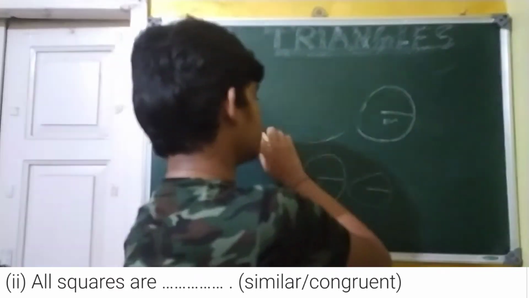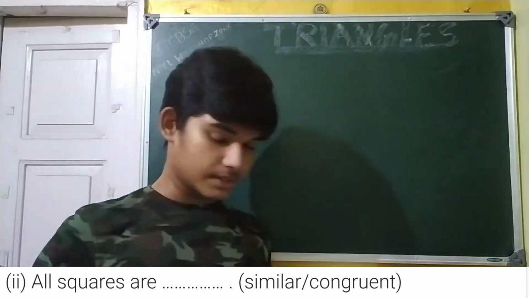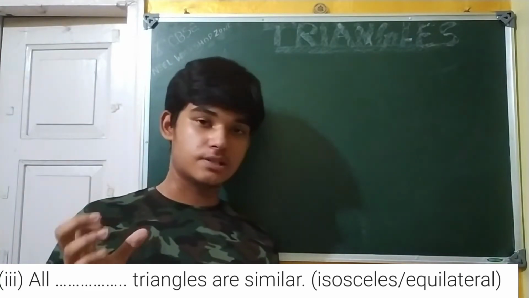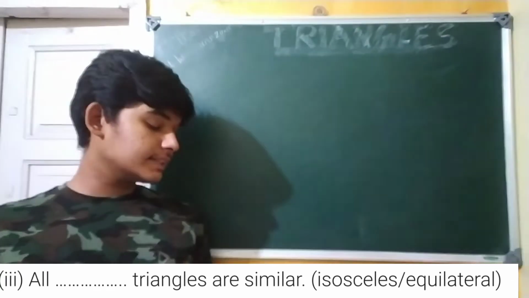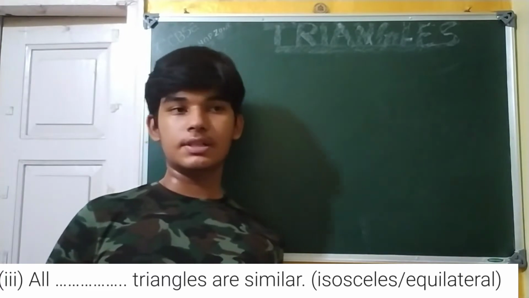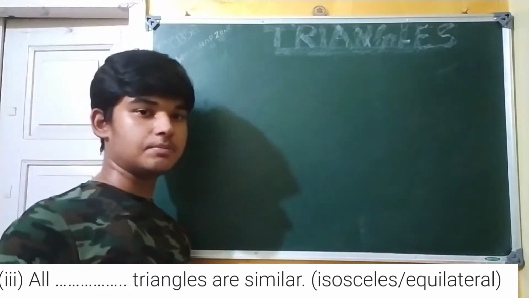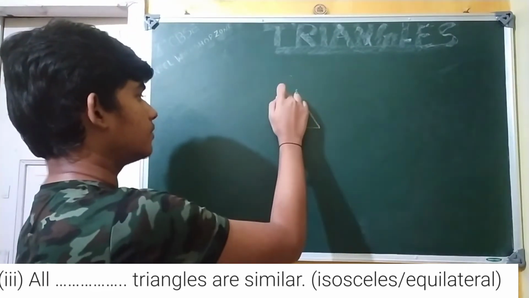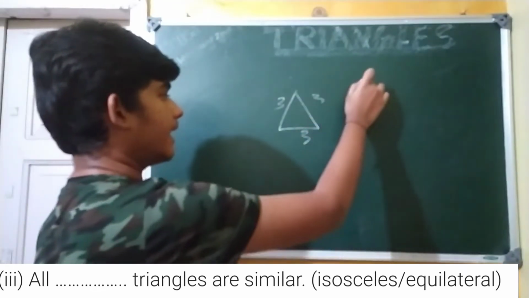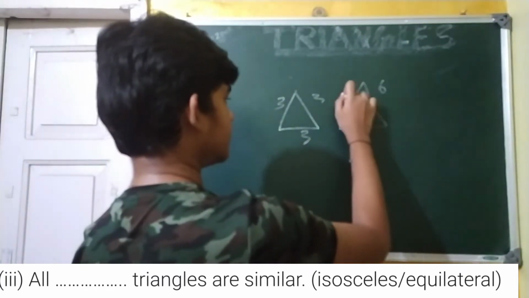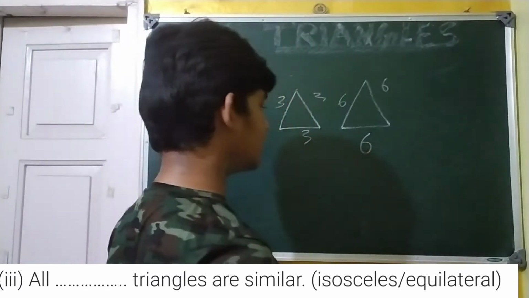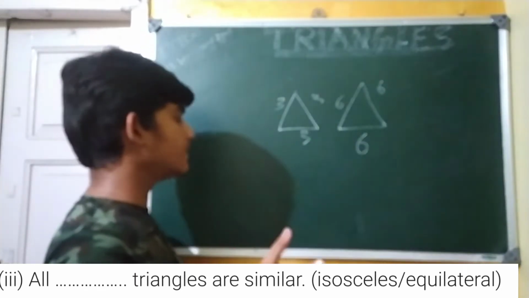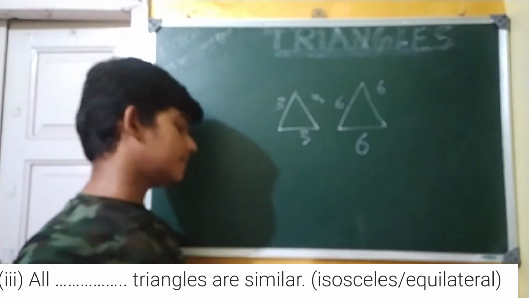Now let's solve the third blank or third sum. The third one is, all dash triangles are similar: isosceles or equilateral. Now the answer here is equilateral because all equilateral triangles have the same sides. So for example, if you say this is 3, 3, 3 and this over here is 6, 6, 6, then obviously they are similar in some ratio. So obviously the answer for the third one is equilateral.